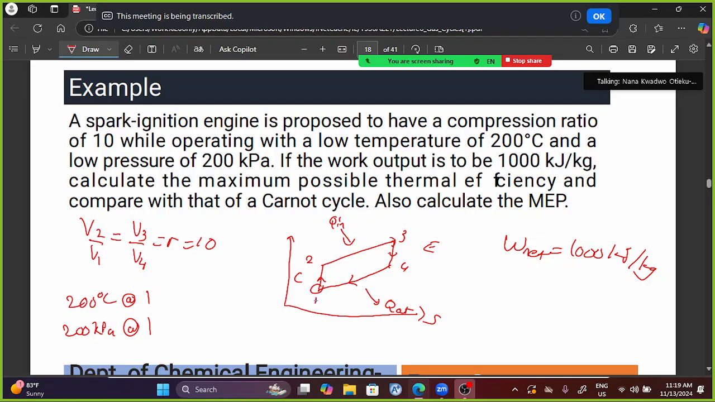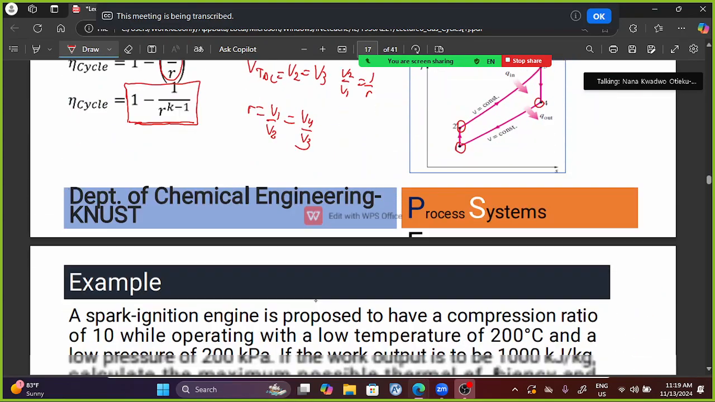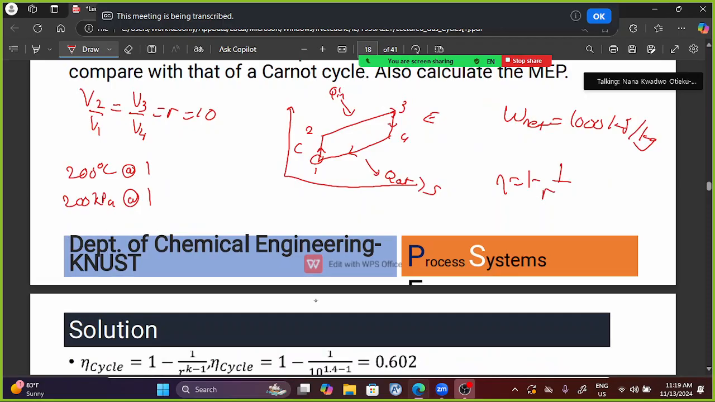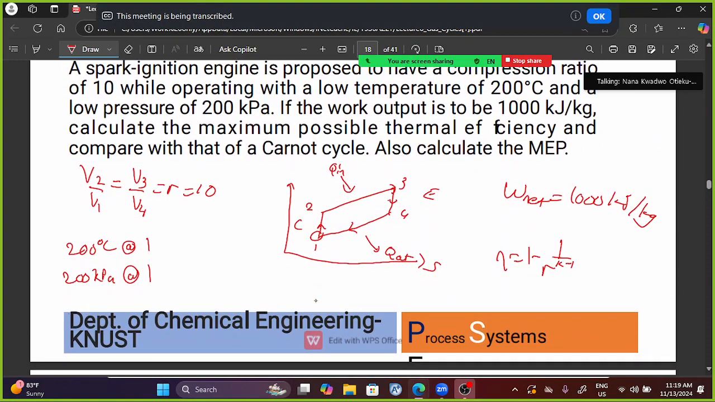So we know that for the Otto cycle, the efficiency was 1 minus, let me just cross check that. So 1 minus 1 over r to the power k minus 1, right? We know our r, so we can just go ahead and find that efficiency. But for the Carnot cycle, the efficiency was 1 minus Tc over Th. Tc is going to be the lowest temperature, that's at point 1. But Th is the highest temperature, that's at point 3. So it means we need to find a way of getting the temperature at point 3 to calculate this, right? So it means that we have to find T3.